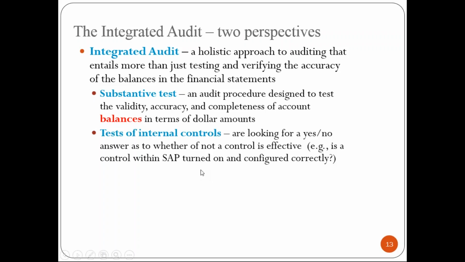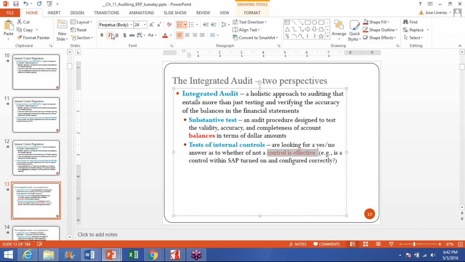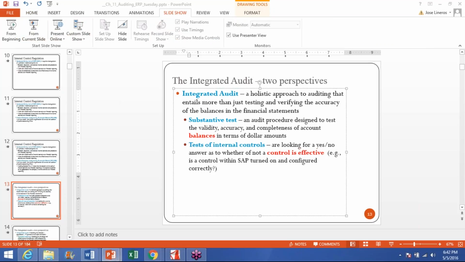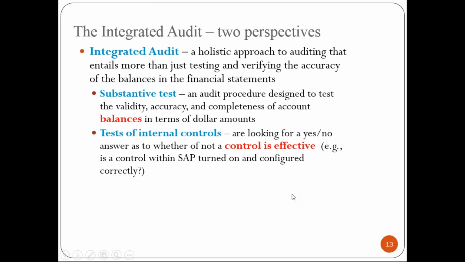When we're looking at the testing of internal controls, we're not looking at whether the balance is right. What we're focused on is, is the control effective? In other words, this is not the same as substantive testing where we're looking at the balances. Both are important. It's not like one's important and the other one isn't. But what we're focused on is different. We're focusing on whether the control is effective.